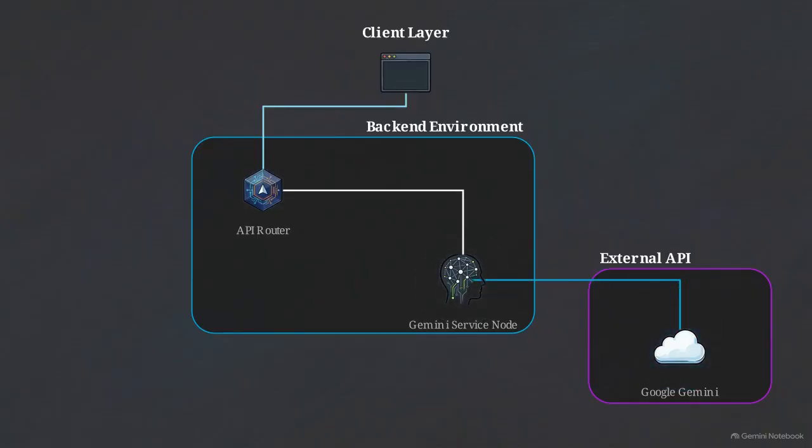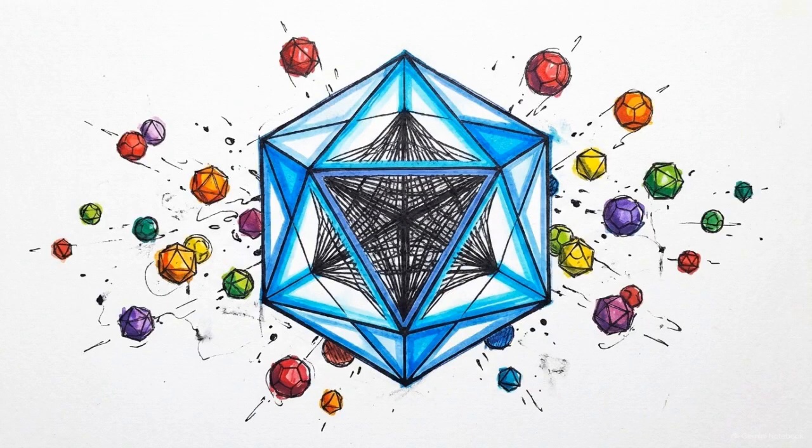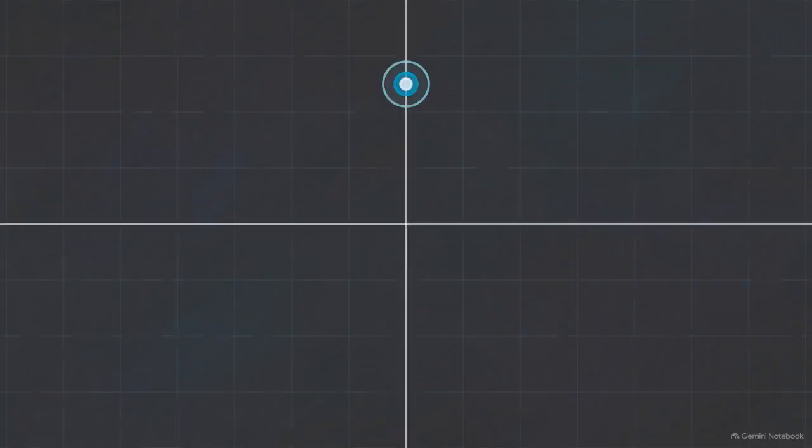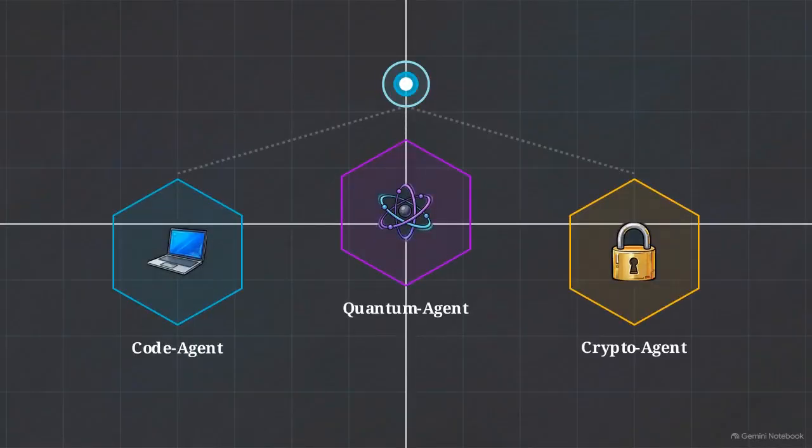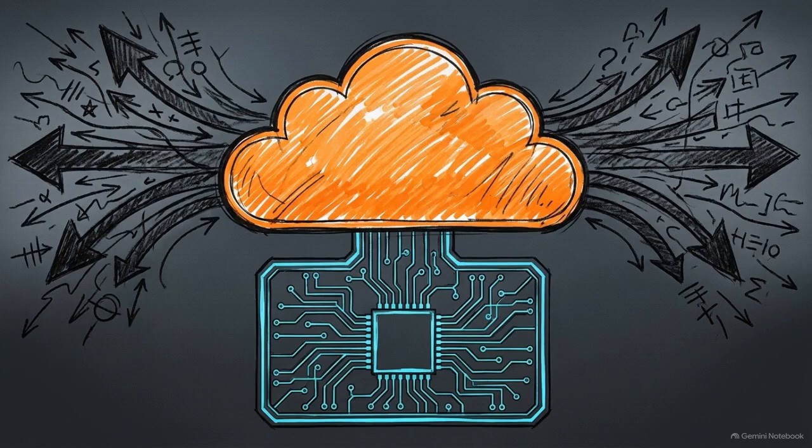The router forwards that payload to a dedicated Gemini service node, which interfaces directly with the external Google Gemini API. Instead of a single generic model, this backend logic operates a multi-agent swarm. It evaluates the prompt and delegates it to a specialized sub-agent, like a code agent, a quantum physicist agent, or a crypto agent. Keeping this centralized service design means the immense complexity of managing large language model context windows is completely abstracted away from the front-end repository.